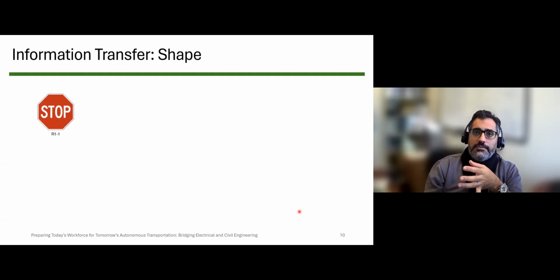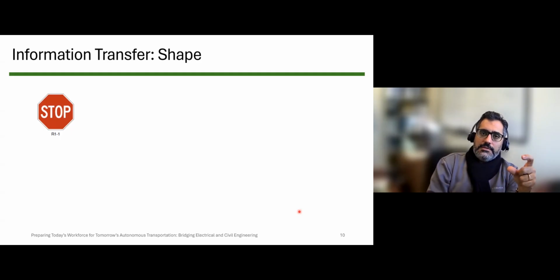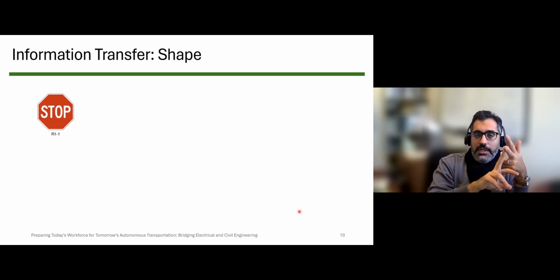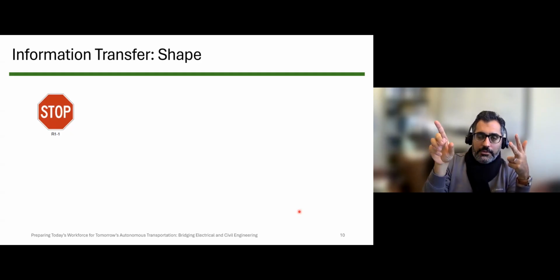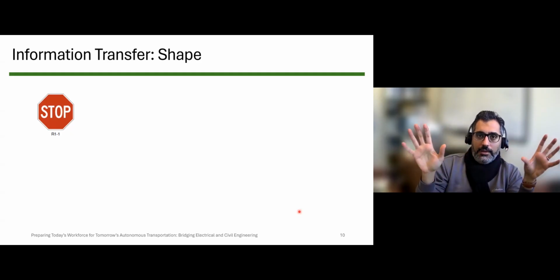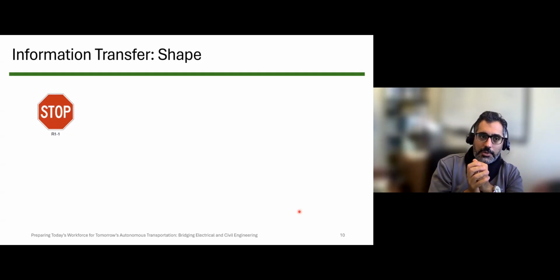So in addition to having that color of red, we have this unique shape. If I want to think of redundancy, there are three different ways that I'm communicating this stop message on this sign. One, red color. Two, a unique shape that is only applied to this information. Three, writing stop, all capital, to convey this information.